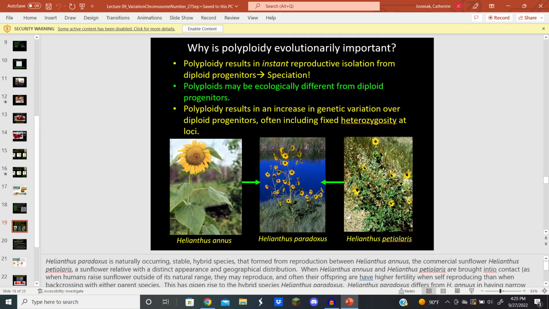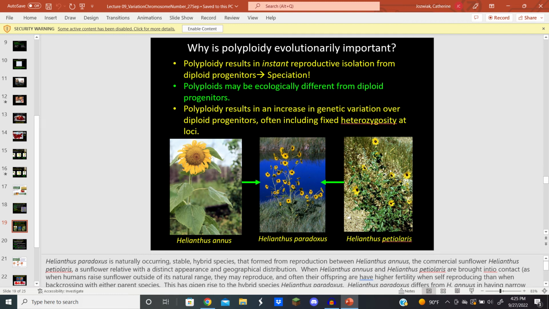This allows a really rapid way for speciation to actually take place, right? Another thing that's super interesting about that is a lot of times the polyploids are ecologically different from their diploid progenitors. We talked about all the ways that they're different. One of those ways is they become perennial and they can grow in a wider array of habitat. And so that means that you have an ecological differentiation.